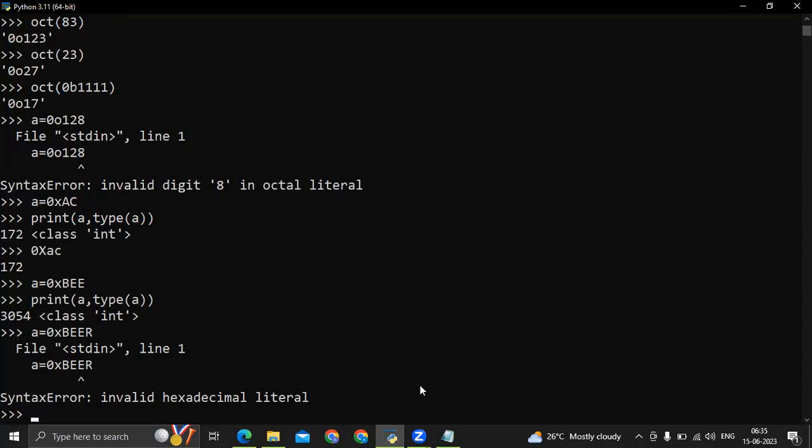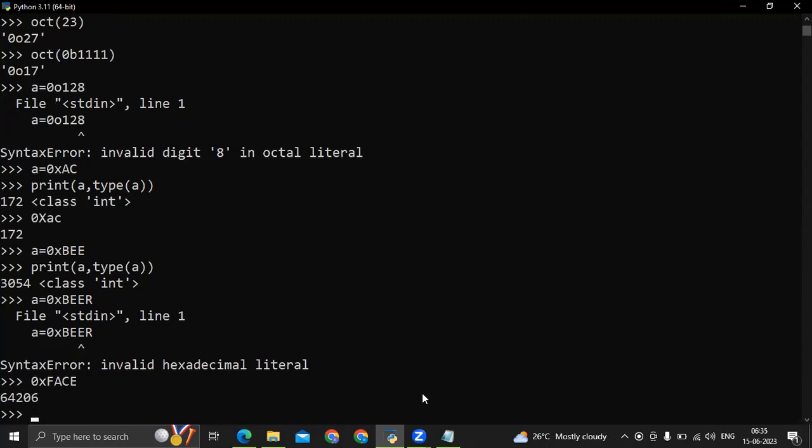But in spite of this, if I write 0xFAC, we'll get the value. Okay, students, is this clear?